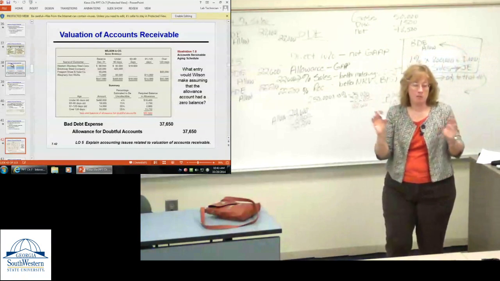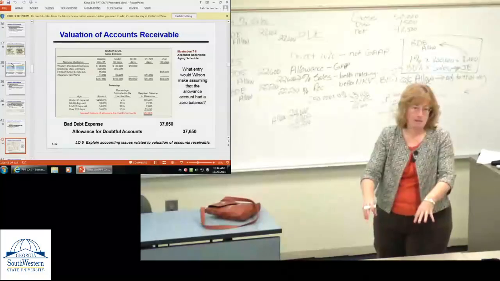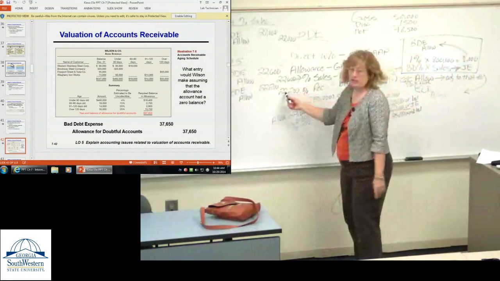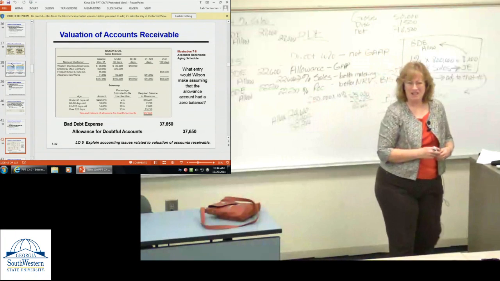Bad debt expense, we're not really calculating it, it's just whatever it ends up being. We're not really calculating bad debt expense. We're calculating the allowance account. Does that make sense? Okay.